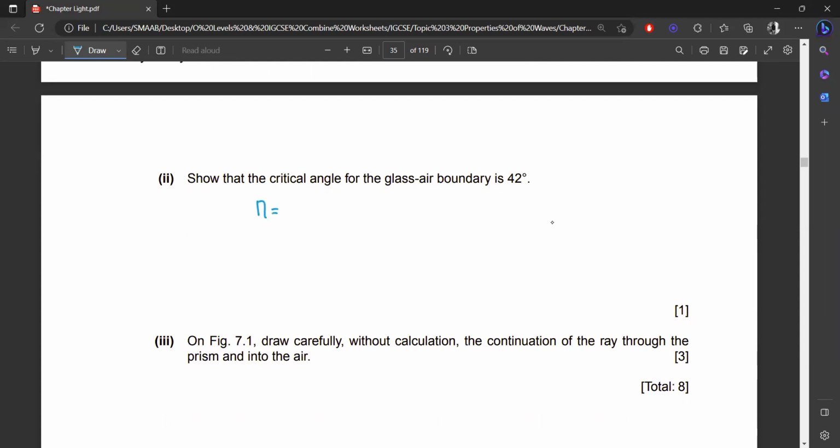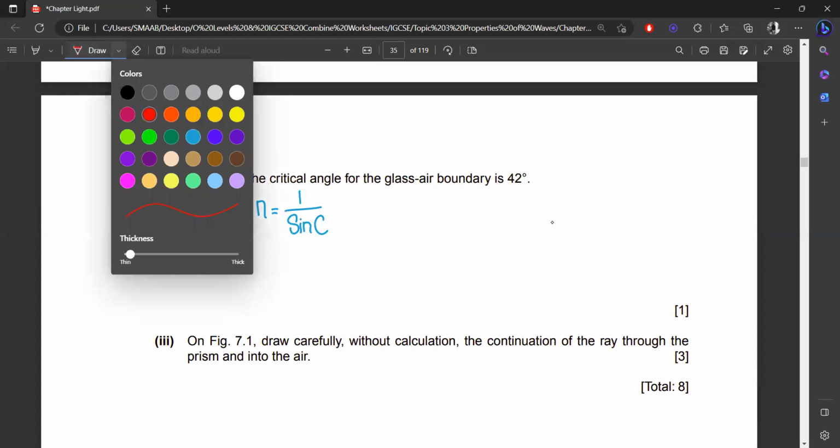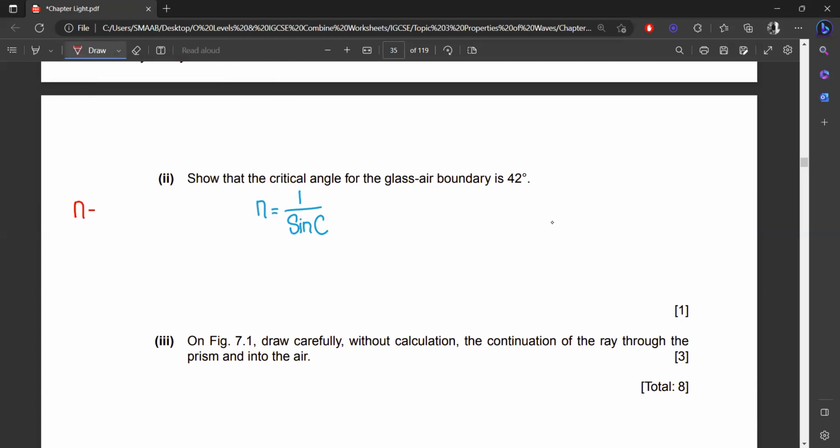Now we only have to calculate the critical angle, right? And we know that at the critical angle, light will bend at 90 degrees. So the refracted angle will be equal to 90, and sine 90 will be equal to 1. So that's why we calculate with n equals 1 over sine c, right? Because if you remember the original formula, the original formula is n equals sine r over sine i.